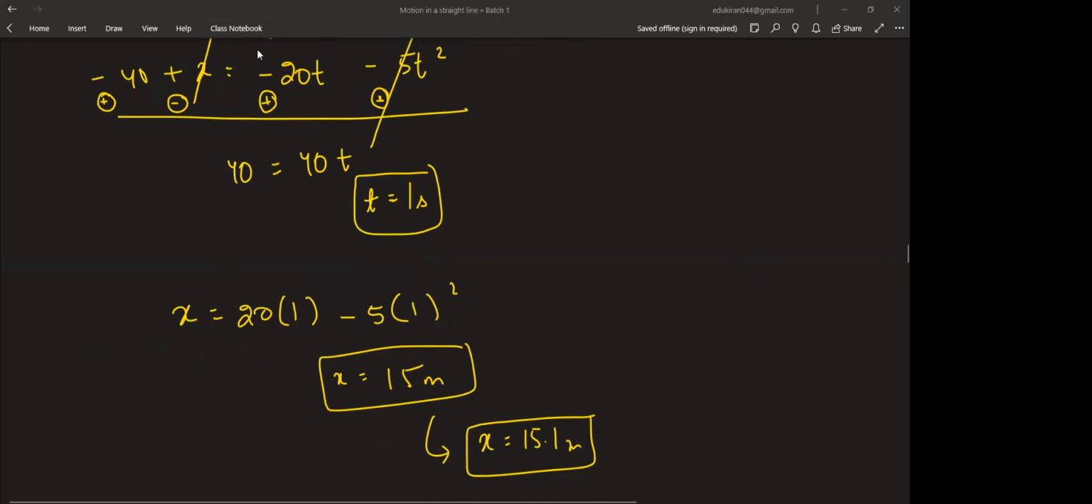Okay class, if you've completed, you all can leave. In the next class, I'll continue with relative velocity and graph. These are small topics that I'll complete in the next class.